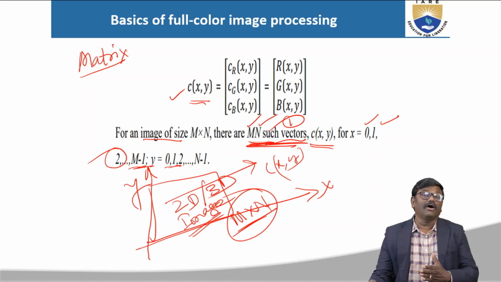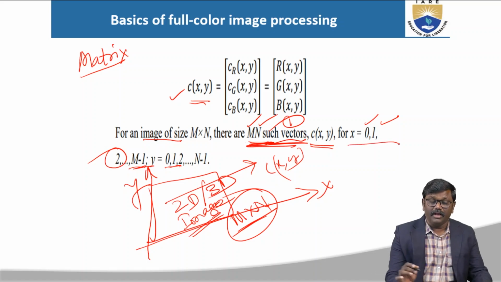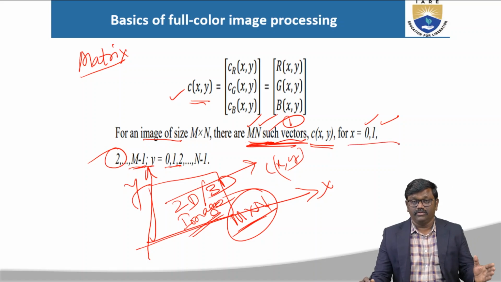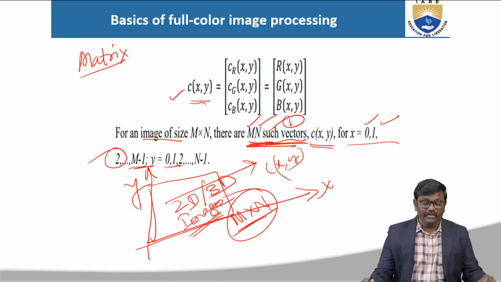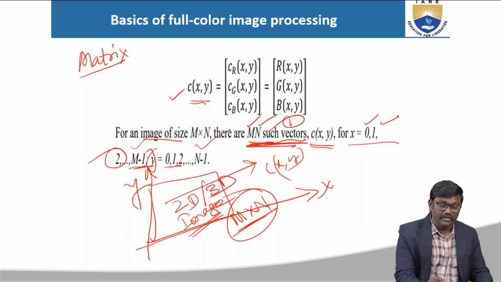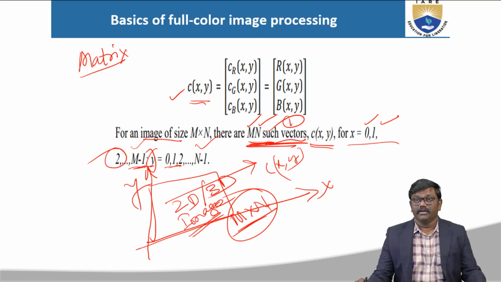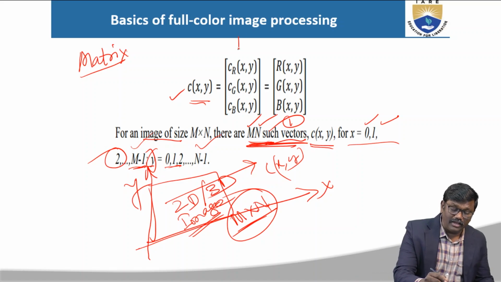So how the x values may vary with respect to MN vectors: we keep x as 0, 1, etc. But with respect to y, we call it 0, 1, 2, and so on up to N minus 1. What is M here? What is N here? M and N are the values which depend on your selected or provided image size.